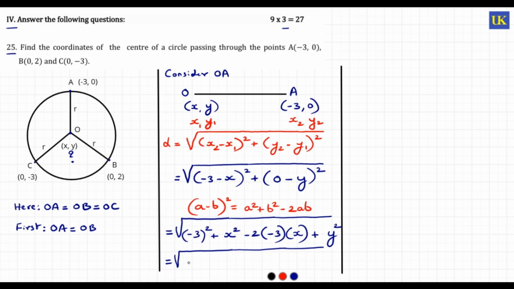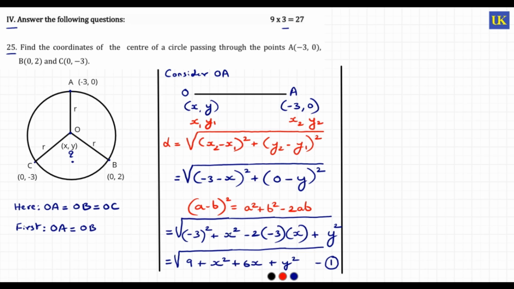Now minus 3 square is minus 3 into minus 3 is plus 9, plus x square as it is. Then this minus 2 into minus 3 is plus 6, plus 6 into x is plus 6x, and plus y square as it is. And let me just say this as equation 1. Okay, all right. Now similarly, we will solve it for OB.